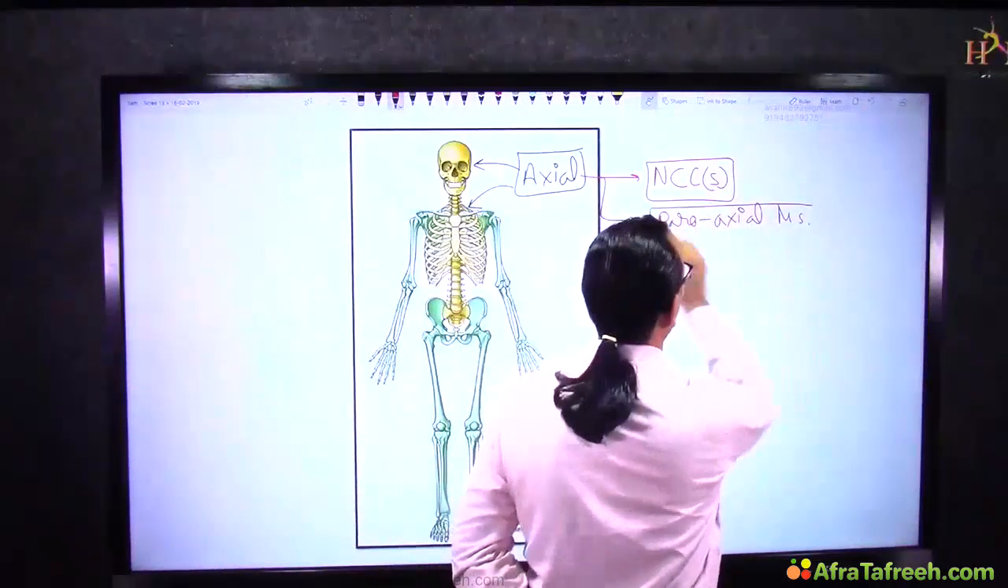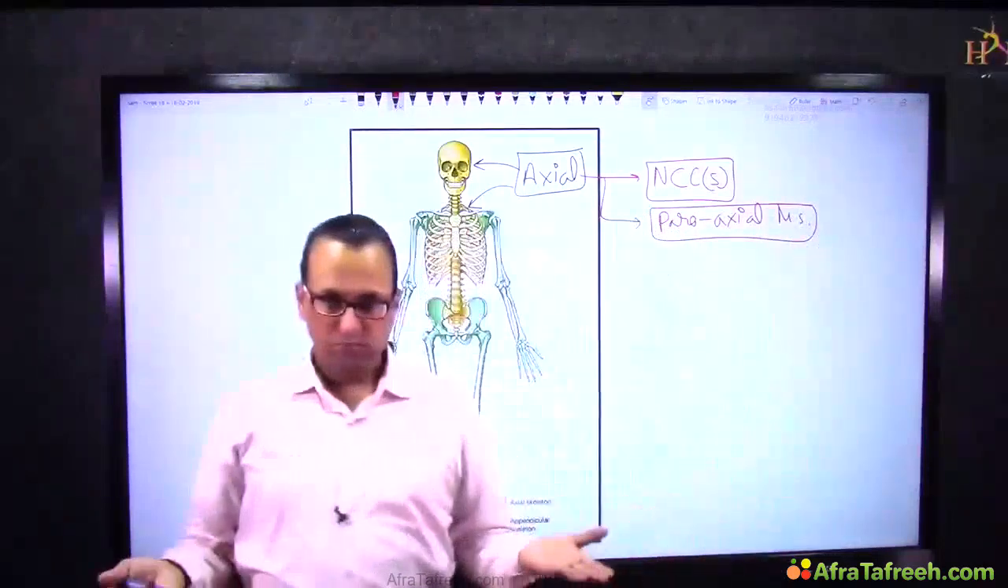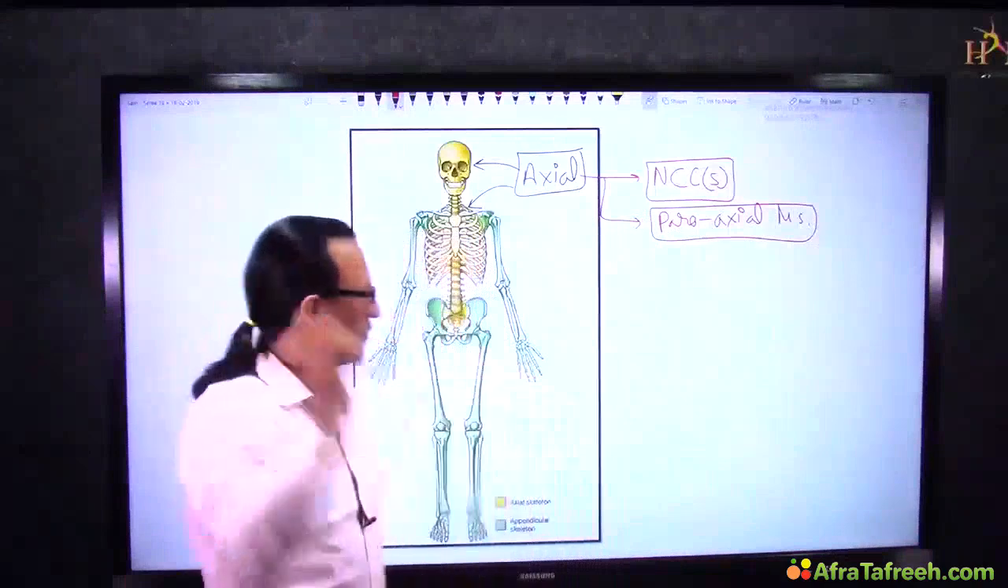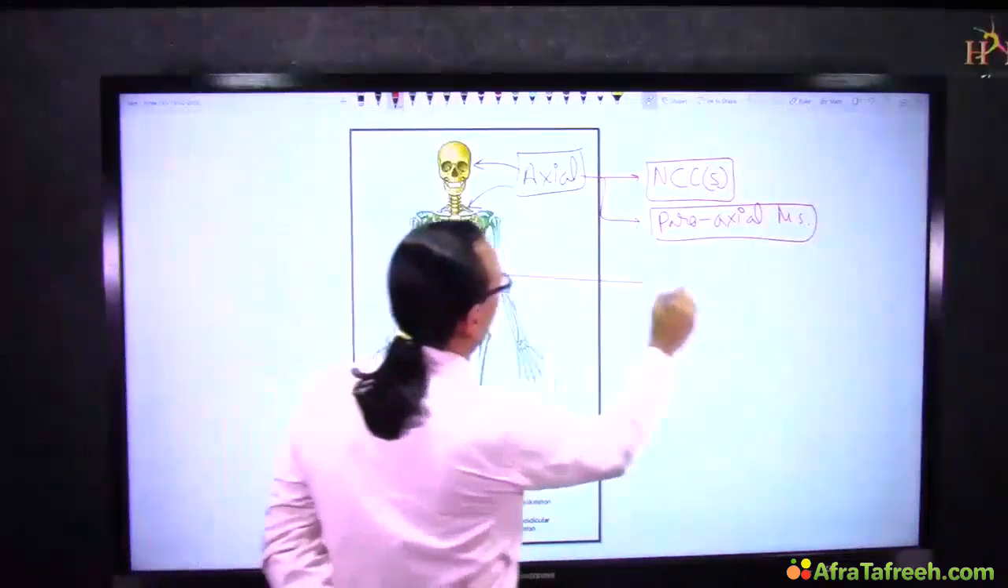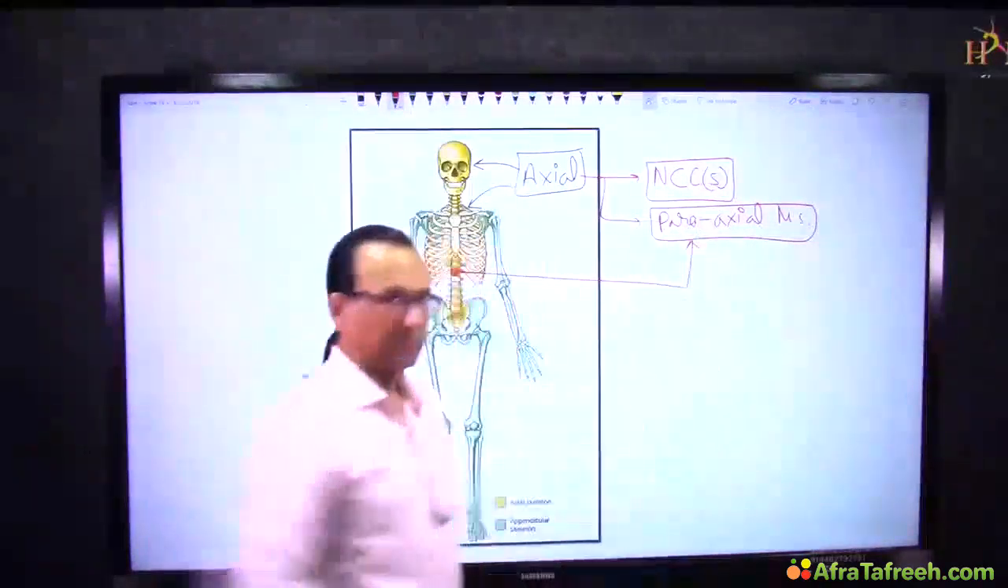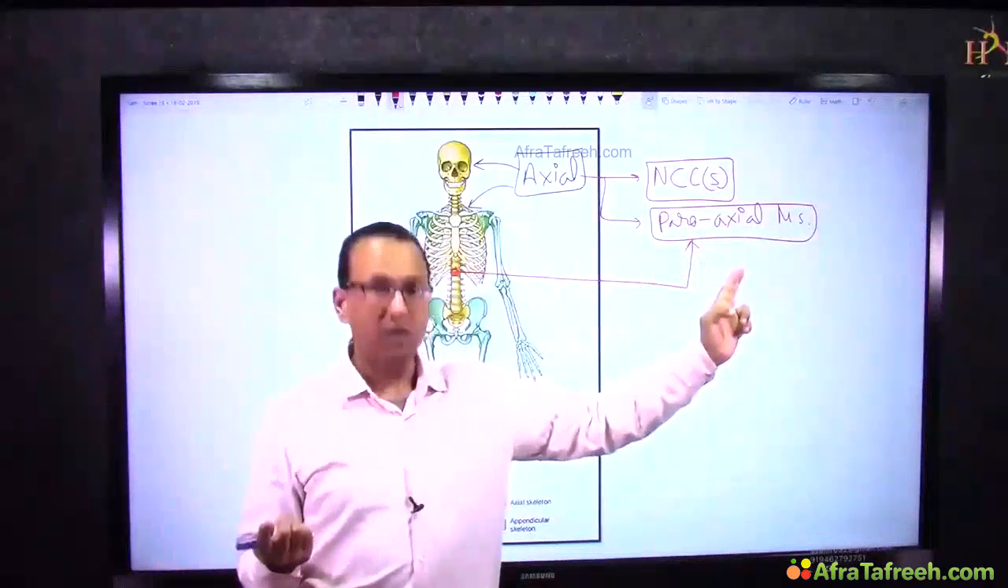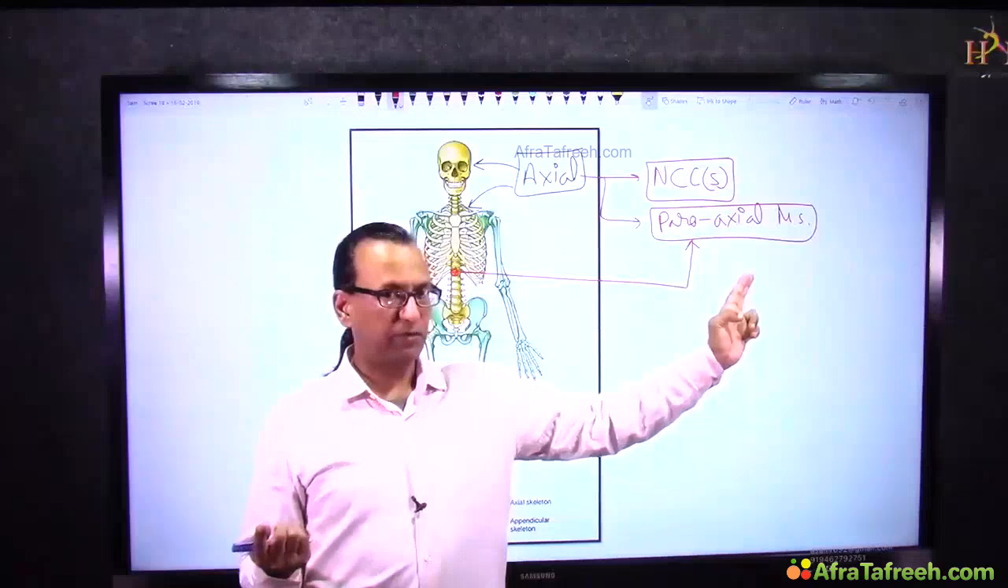So what was that paraxial mesoderm forming? The posterior bone, occipital bone, and also the vertebra. So vertebra developed from the same source? Yes, actually. Vertebra developed from the paraxial mesoderm, the somite, the sclerotome part of somite.